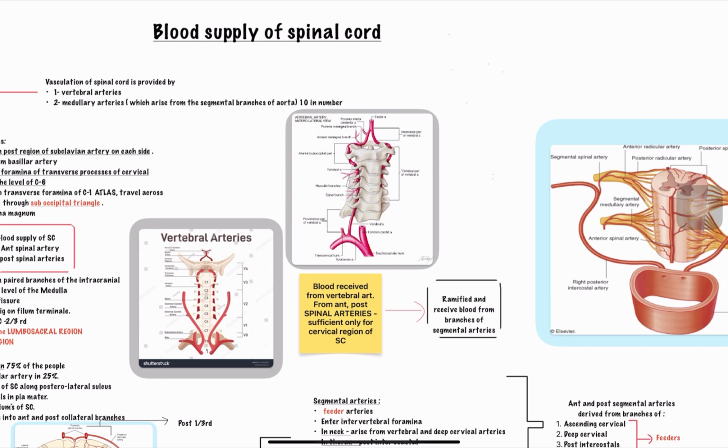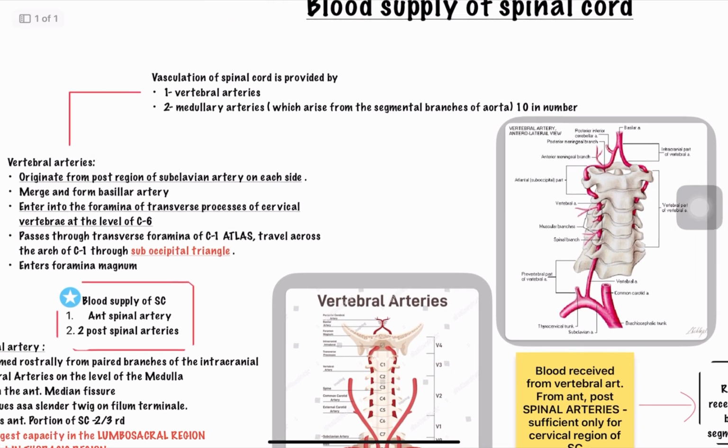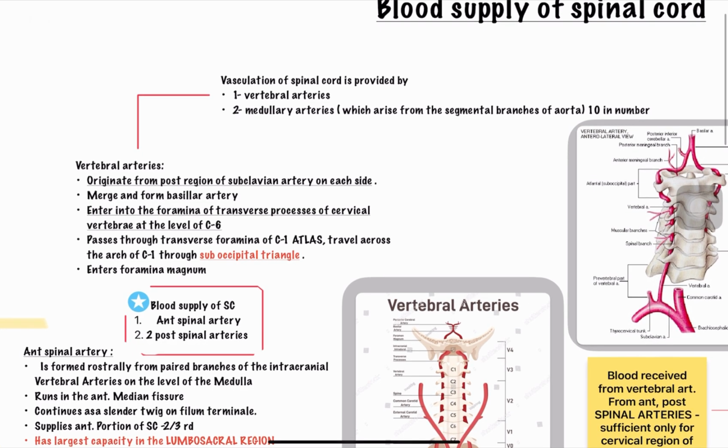In this video, I'm going to talk about the blood supply of the spinal cord. The blood supply of the spinal cord mainly comes from the spinal arteries, which are the anterior and the posterior spinal arteries. These spinal arteries come from the vertebral arteries.